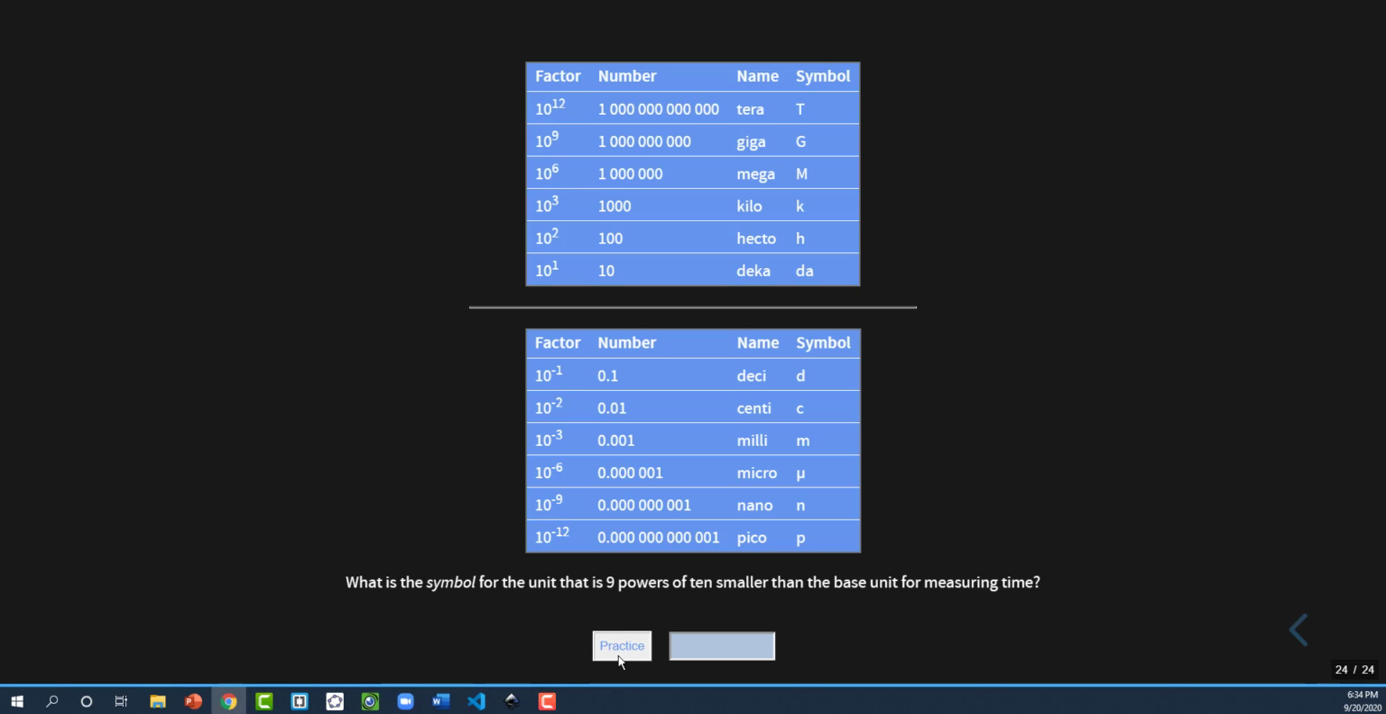Last one for good measure. The symbol for the unit that is 9 powers of 10 smaller than the base unit for measuring time. So we're dealing with time again. It's second, but I have to go 9 below. It looks like that's this nanosecond. So a nanosecond must be 9 powers of 10 smaller than a second. A very, very, very short duration of time. Great. So that's the end of that.